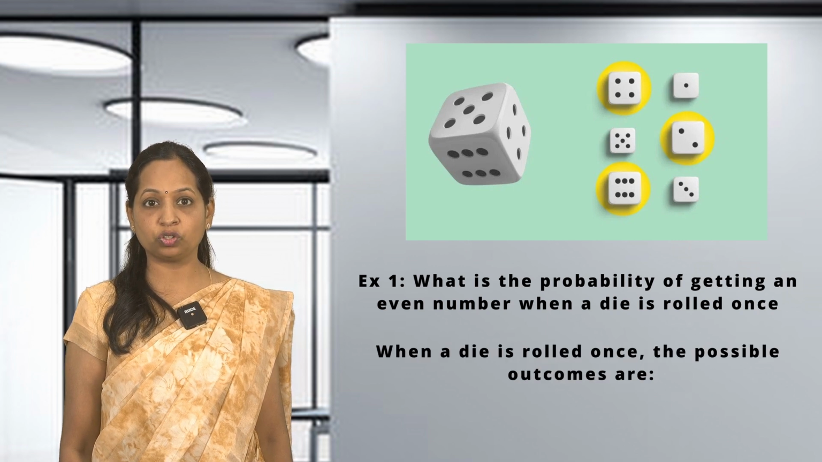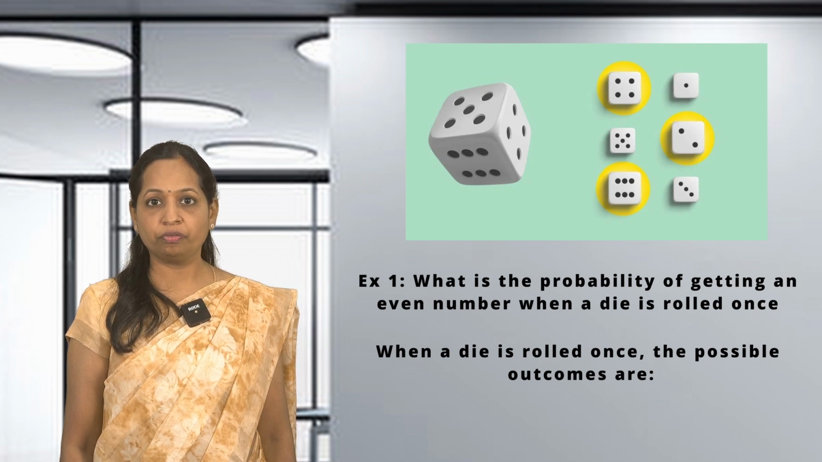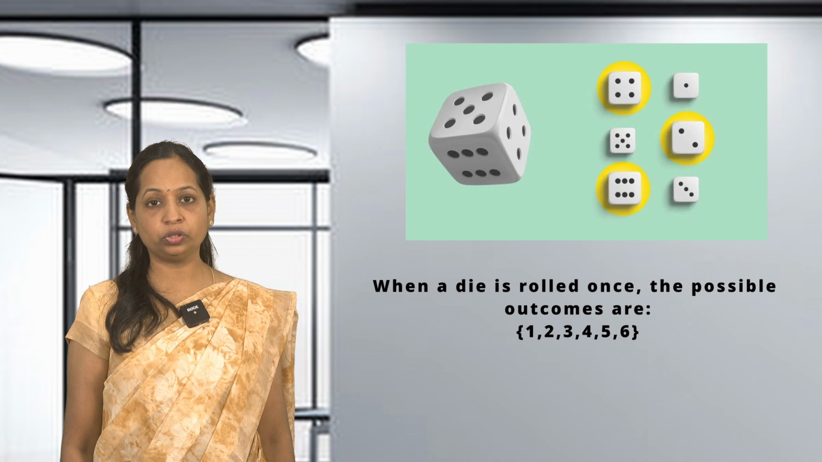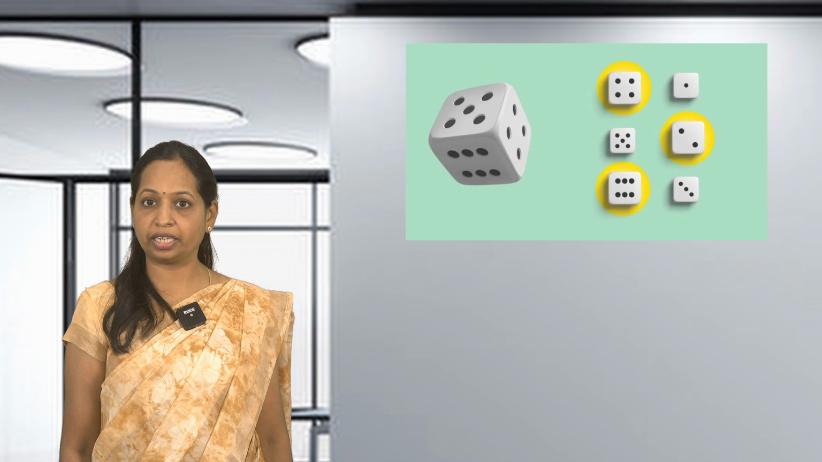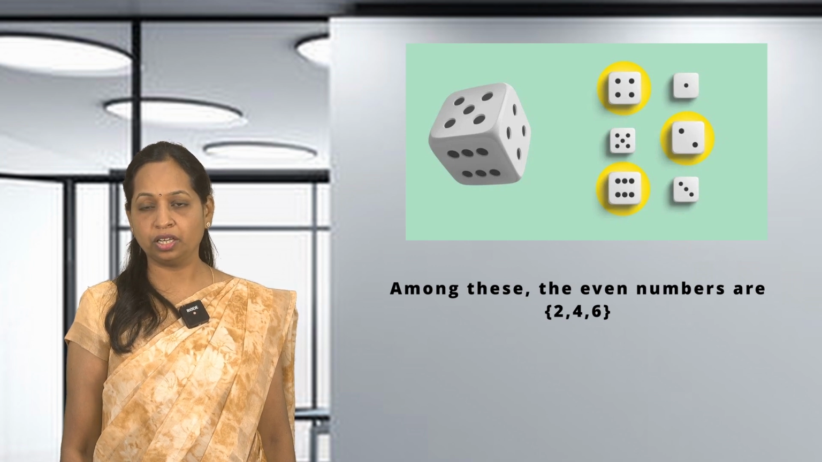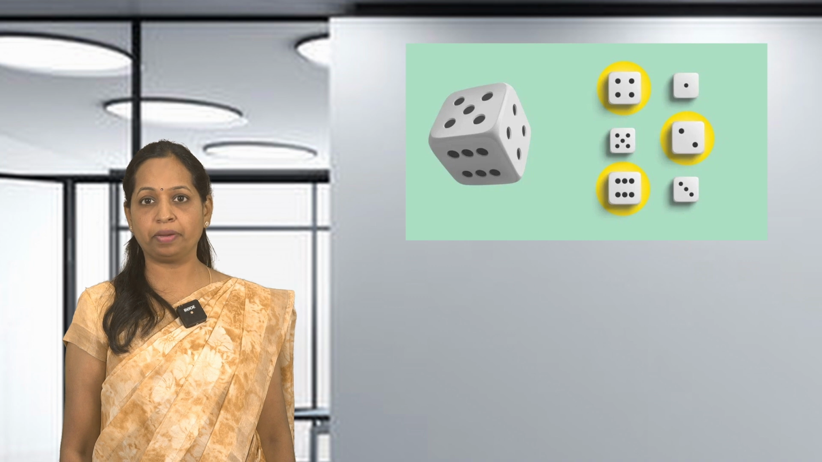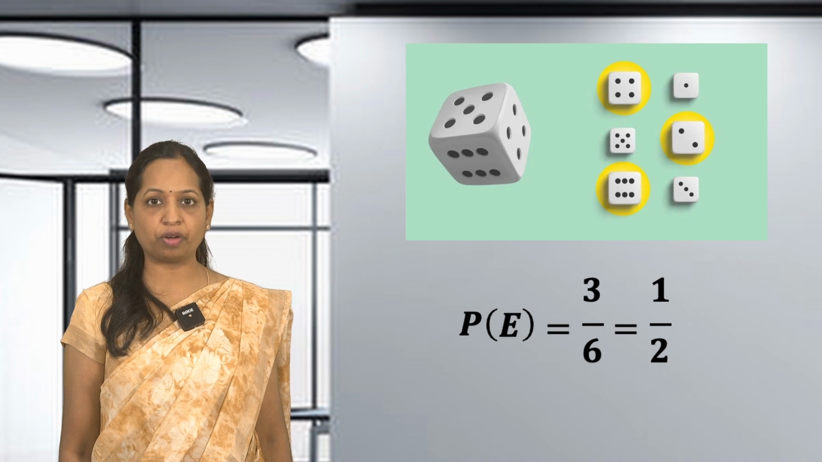Example 1. What is the probability of getting an even number when a die is rolled? When a die is rolled, the total outcomes will be 1, 2, 3, 4, 5, 6. That is totally 6 outcomes. The even numbers occur when the die gets the results 2, 4, 6. So the favorable outcomes will be 3. Therefore, when we apply the formula, it becomes 3 by 6, which is equal to 1 by 2.